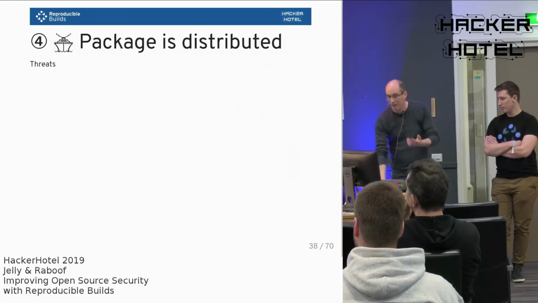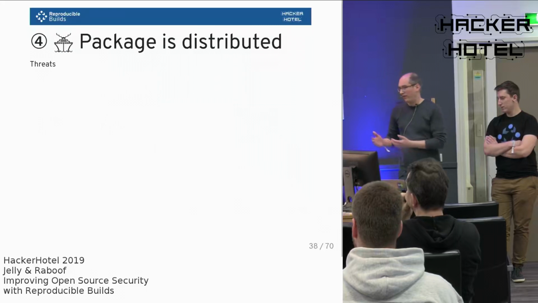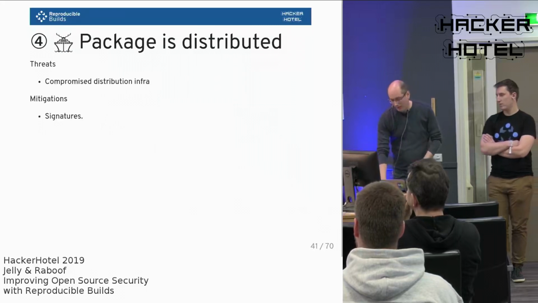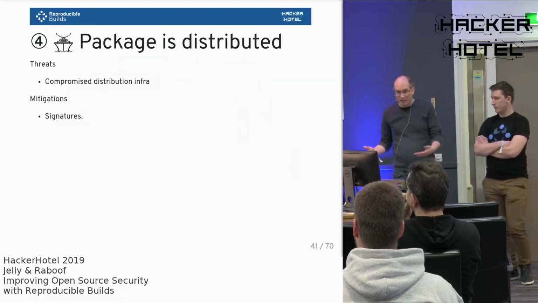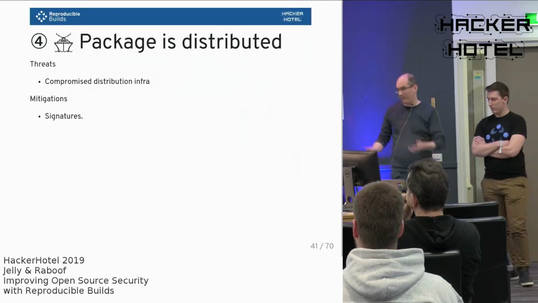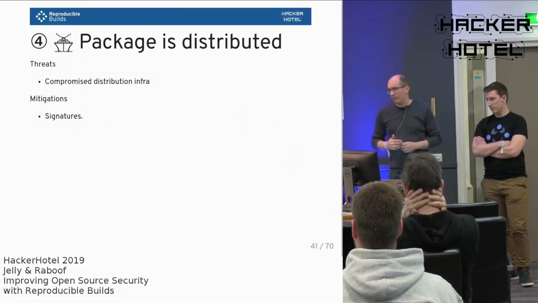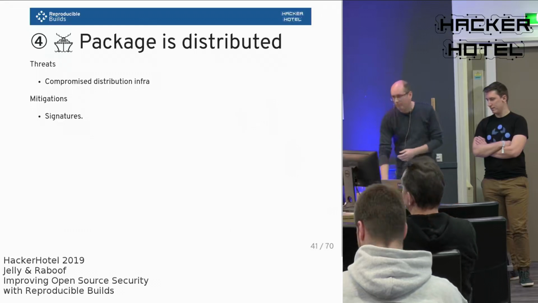Well, then the package is distributed. That's not really a solved problem, I think, but at least it's a well-known problem. So yeah, basically signatures, checking, those kinds of things, can't do a lot more. Wouldn't Reproducible Builds also help with this? Yeah, it's a little blurred, but yes.